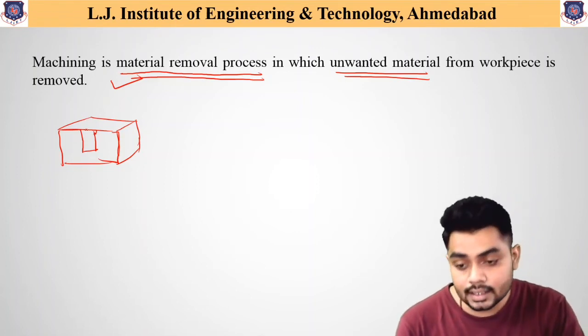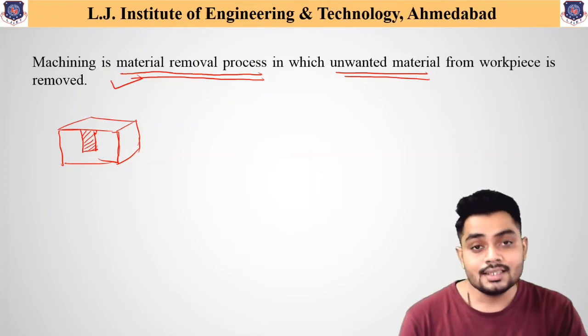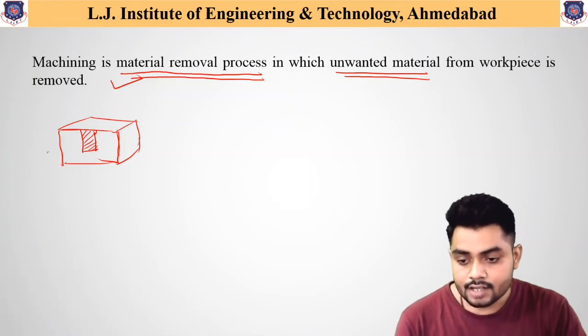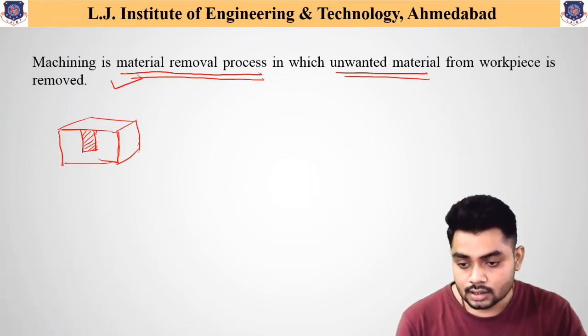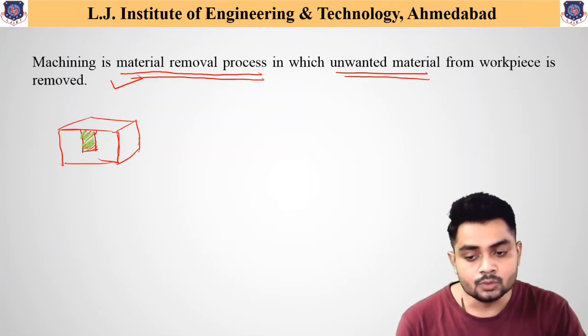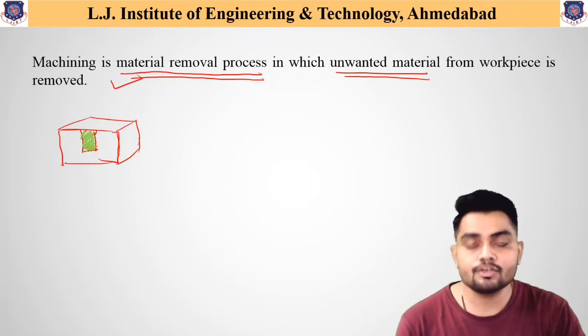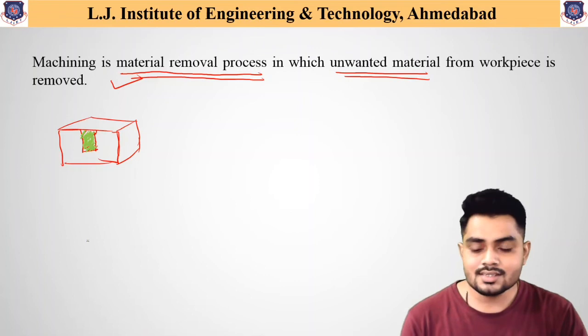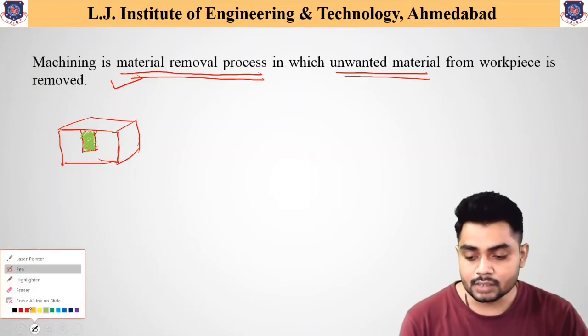Our requirement is to drill a hole up to a certain depth. So now this is our final requirement. At that time, which is the unwanted material? If we see, this is the unwanted material which we need to remove. The removal of this unwanted material from the workpiece is nothing but the machining process. So this is the basic definition of machining.